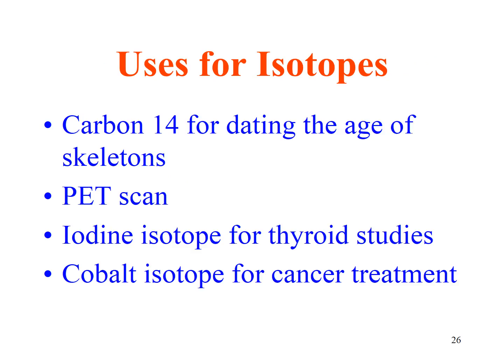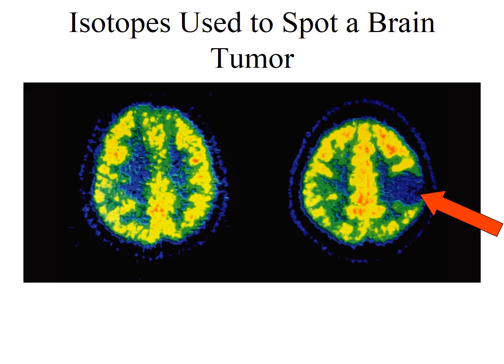Isotopes are very useful in science and medicine. Carbon-14 is used for dating the age of skeletons. A PET scan uses isotopes to construct images of soft tissue in the body. Isotopes of iodine are used in thyroid studies. Cobalt isotopes are used in cancer treatment. The radioactive particles given off by cobalt can kill cancer cells. This slide shows a PET scan that uses an isotope to spot a brain tumor.